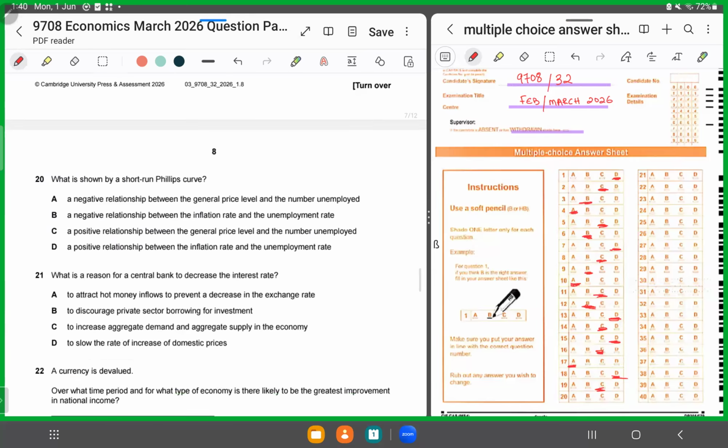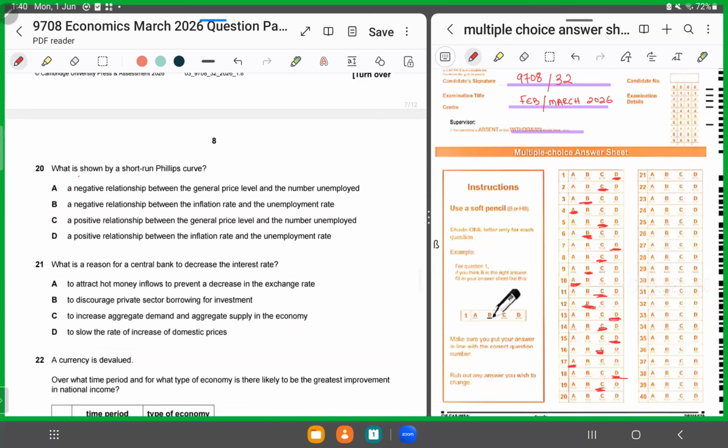Moving forward, MCQ number 20. 20 says what is shown by a short run Phillips curve. Now, first you tell me, a short run Phillips curve is what? It's a curve that shows that as inflation increases, the short run Phillips curve shows a negative relationship. It shows that as inflation increases, unemployment decreases, right? So it's got a negative sloping graph. So for 20, it shows a negative relationship between inflation rate and unemployment. By definition, we call that.